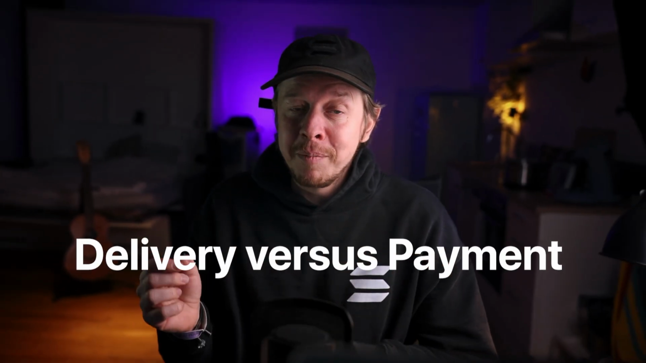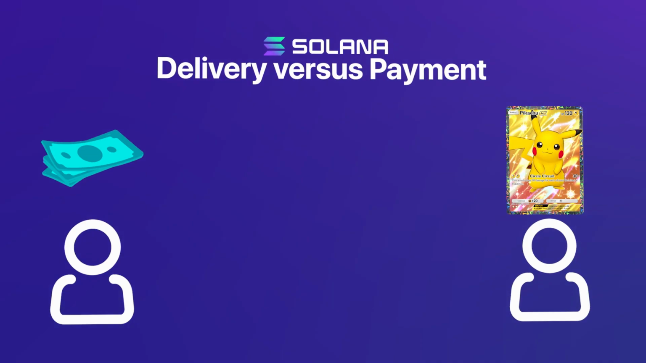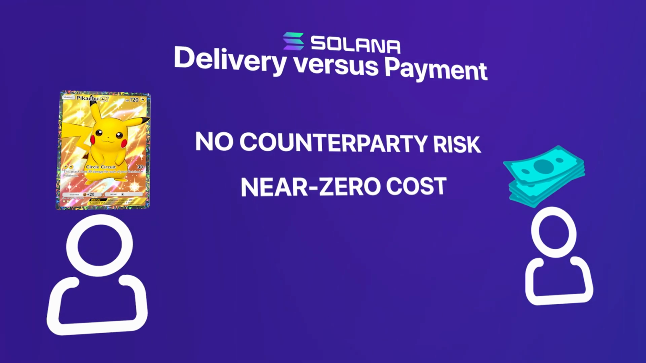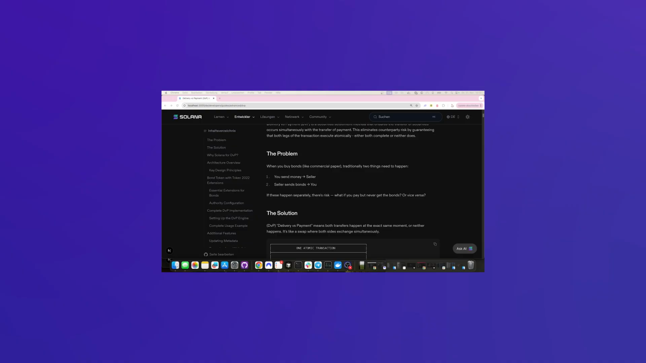In this video, I'll show you how to implement delivery versus payment, DvP, on Solana, where both sides swap at exactly the same moment. There's no counterparty risk, almost zero cost, and it's basically instant. A modern and sane version of how trading should work. Let's walk through the guide, and at the end I'll show you a live demo of the whole thing working on-chain.